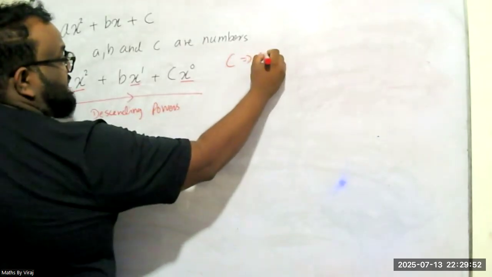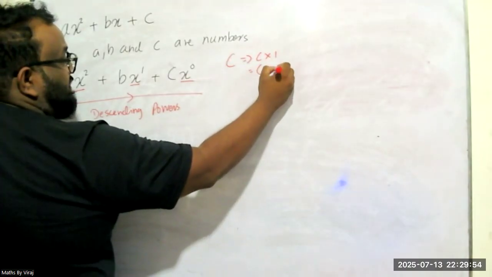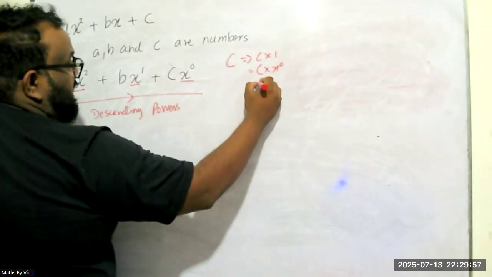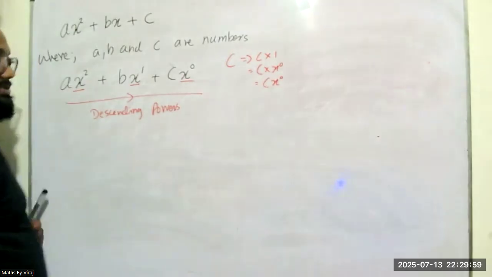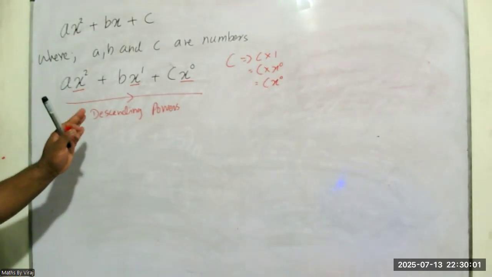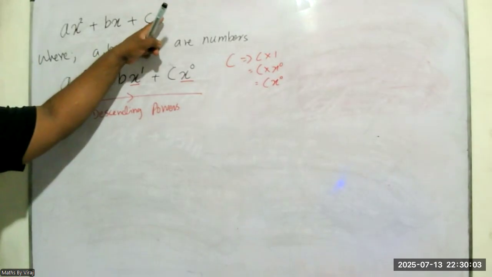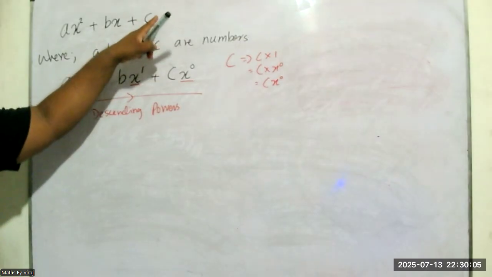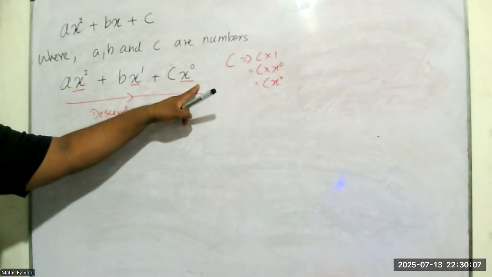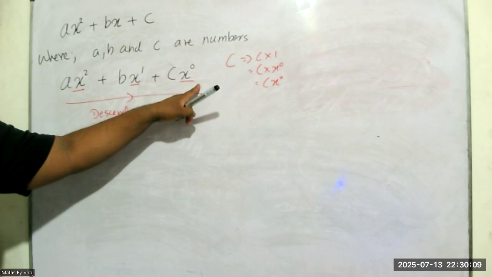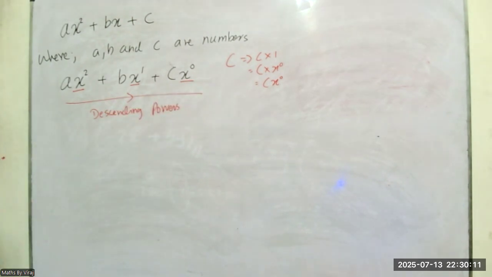C can be written as c into 1. X to the power 0 is basically 1. That is why we write cx to the power 0. Just so you know, even though any x term is not to be seen, mathematically we can assume that it is x to the power 0. Correct or wrong? Correct.